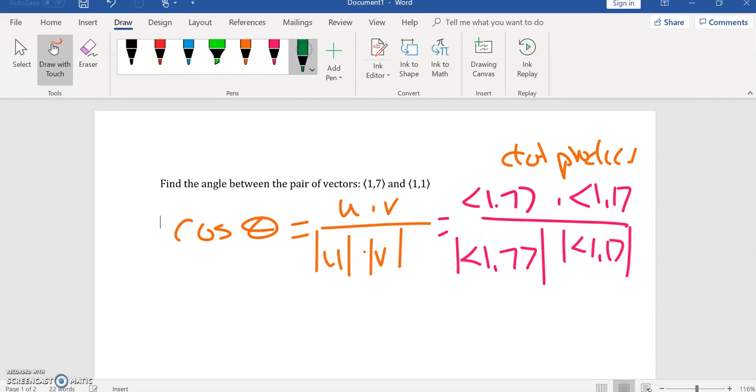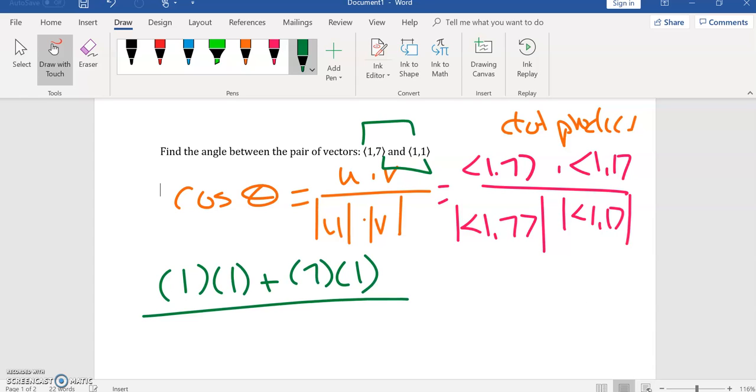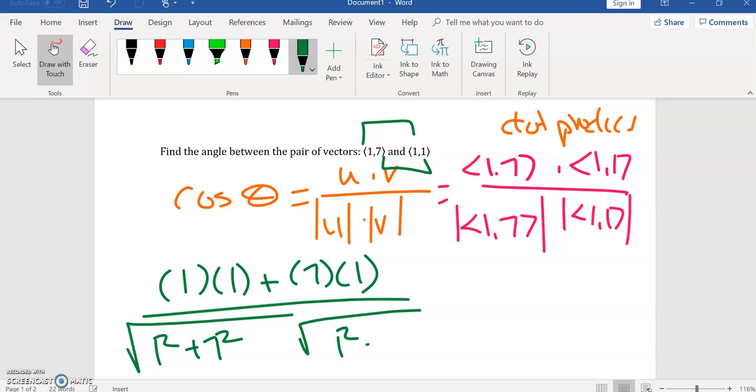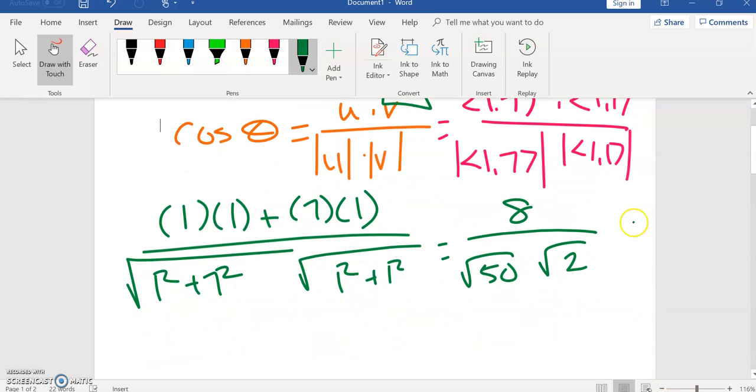Now, to find the top, this is going to be the dot product. And the dot product, remember, is those two times those two plus each other. So the top's going to be 1 times 1 plus 7 times 1. And in the bottom, the magnitude, and this is our formula, we're going to simply add up the squares. So I have 1 squared plus 7 squared. So that's 1 plus 7, that's 8. This is 49 plus 1, that's 50, and 1 plus 1 is 2.